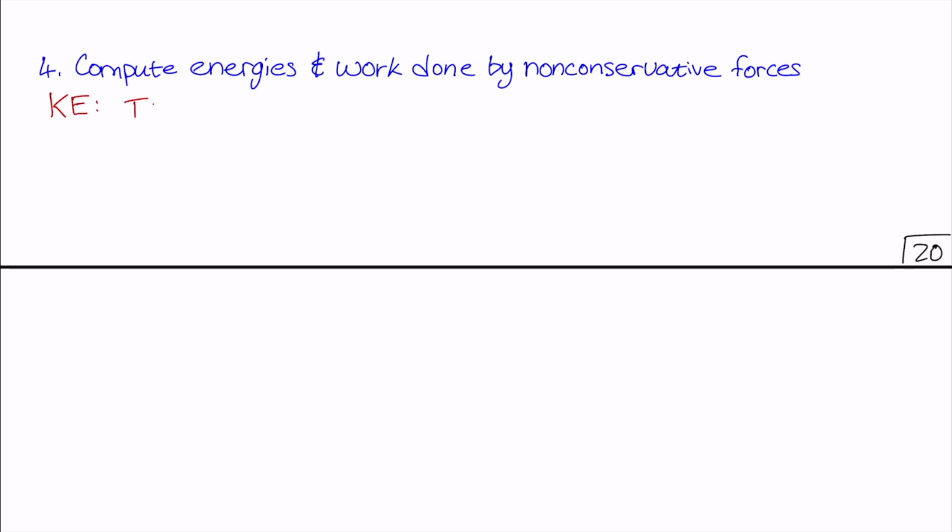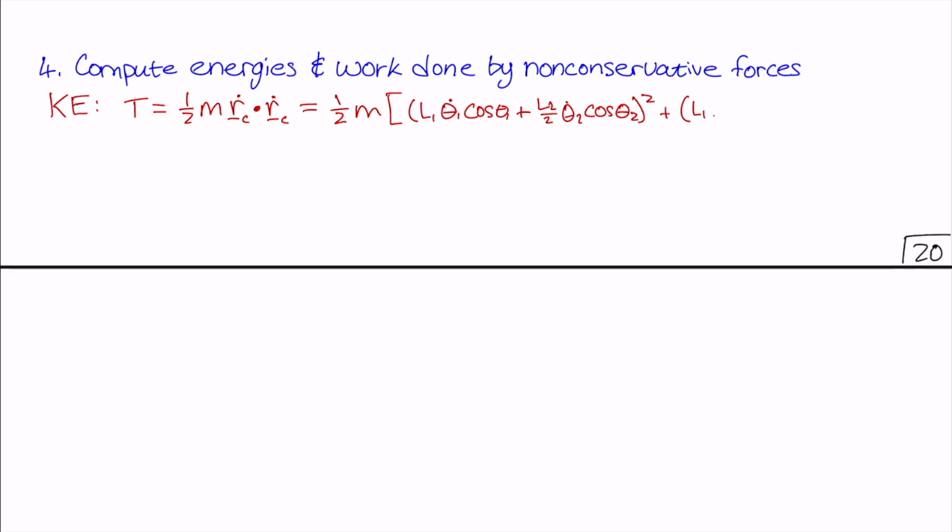We use big T for the kinetic energy. So this is equal to 1/2 m times r_C dot dotted with itself, which is equal to 1/2 m times the quantity L1 theta 1 dot cosine theta 1 plus L2 over 2 theta 2 dot cosine theta 2, that quantity squared, plus the quantity L1 theta 1 dot sine theta 1 plus L2 over 2 theta 2 dot sine theta 2, that quantity squared. That should actually be a cosine, and I missed out a term.